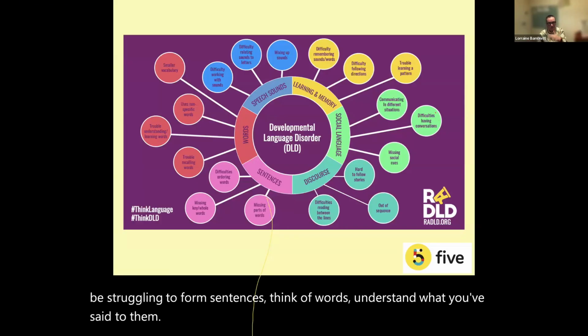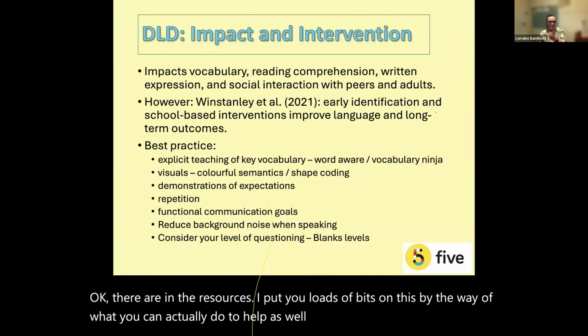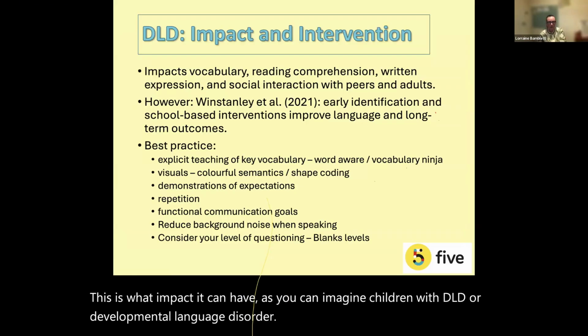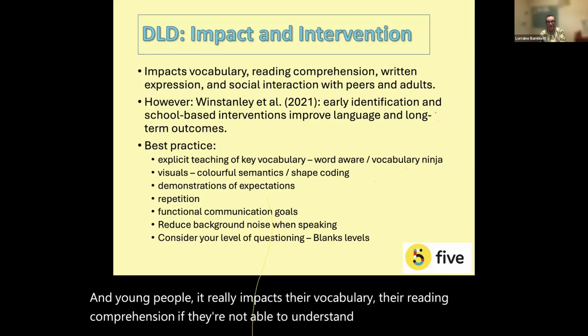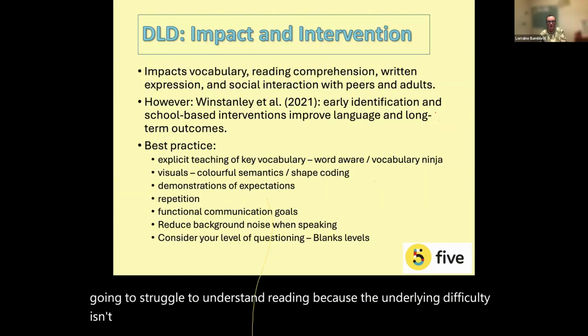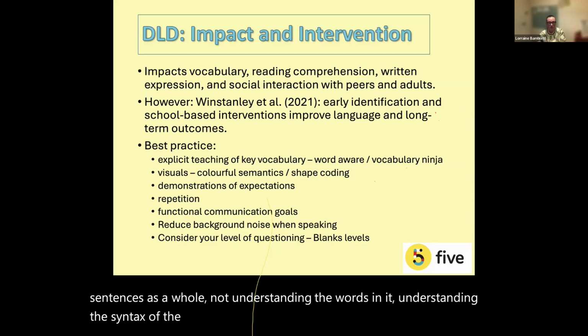Okay. There are in the resources I put you loads of bits on this, by the way, of what you can actually do to help as well. But this is what impact it can have, as you can imagine. Children with DLD or developmental language disorder and young people, it really impacts their vocabulary, their reading comprehension. If they're not able to understand verbal sentences, they're going to struggle to understand reading, because the underlying difficulty isn't about memory often, it's about actually understanding those sentences as a whole, not understanding the words in it, understanding the syntax of the sentences. So they're still going to struggle with reading as well.